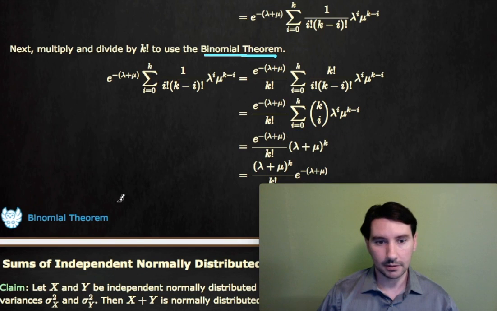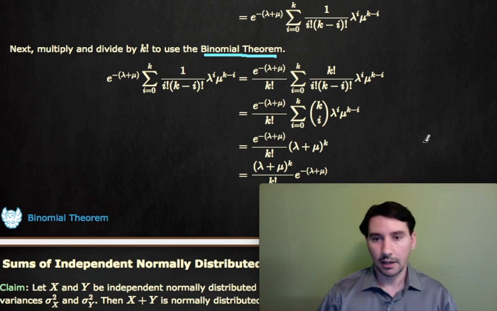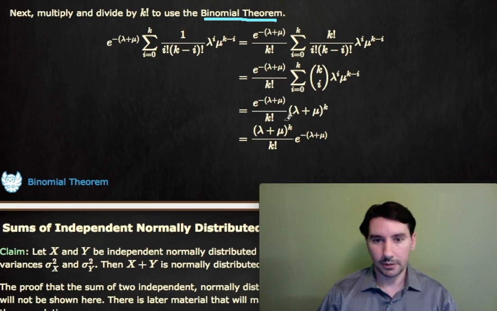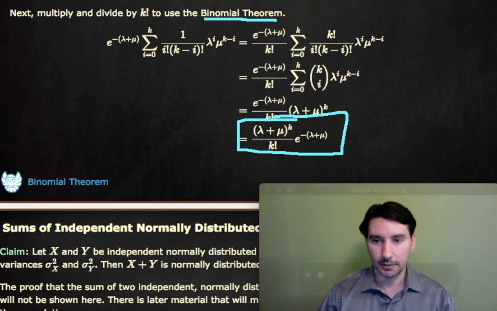If you're not familiar with this theorem, just go to the lesson. It's linked over here. And so therefore, we do get the proper PMF, lambda plus mu to the k over k factorial e to the minus lambda plus mu.